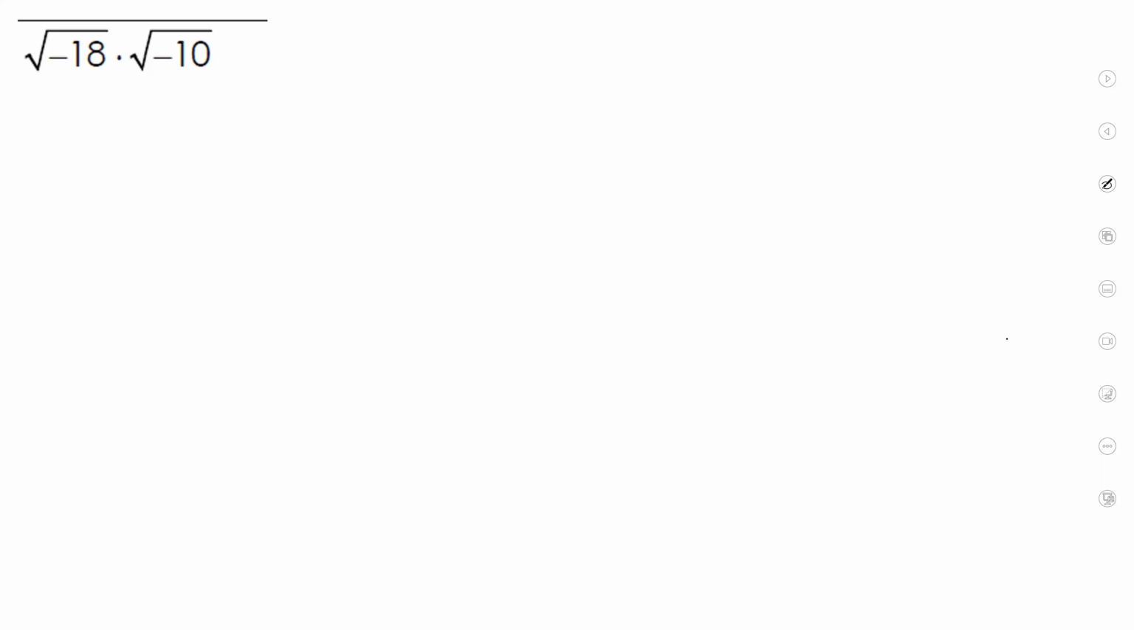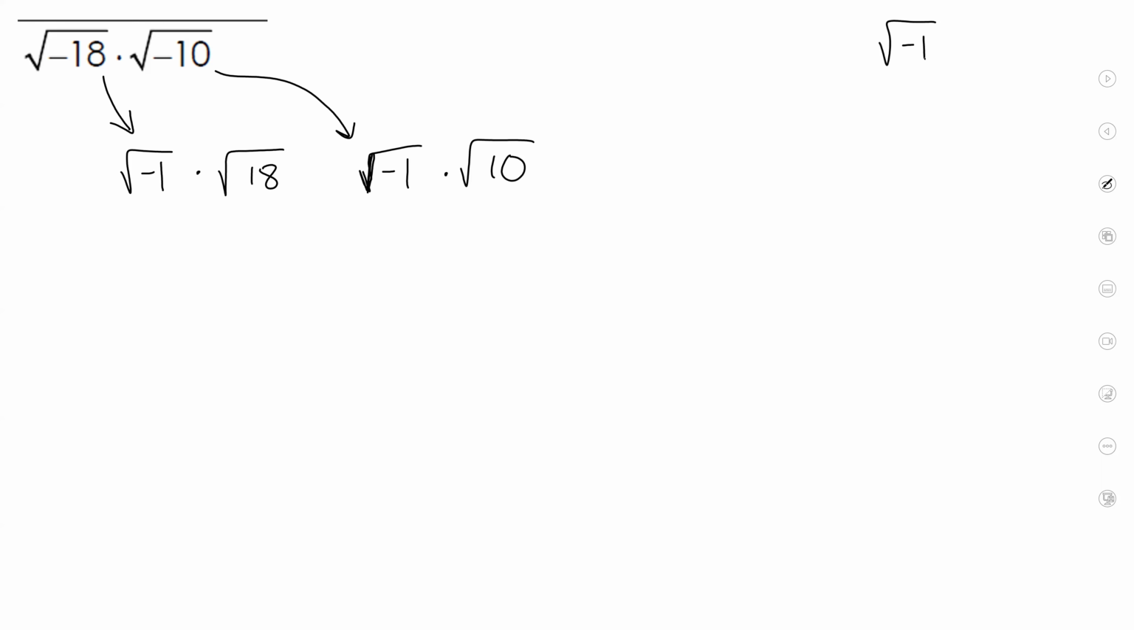All right. So guys, I have square root of -18. Remember, you have to write this as square root of -1 times the square root of 18. The 10, you have to rewrite this as square root of -1 times square root of 10. Okay, guys, remember, what's the square root of -1? I. So guys, that means this is just I square root of 18 times I square root of 10.